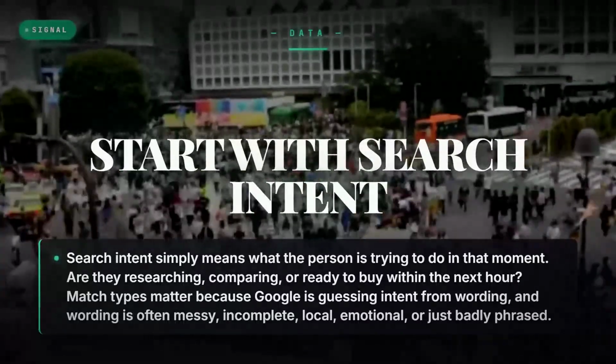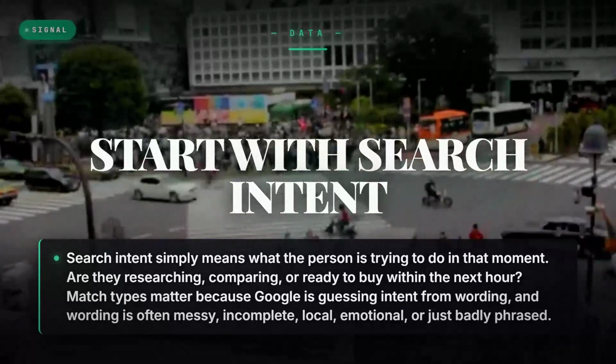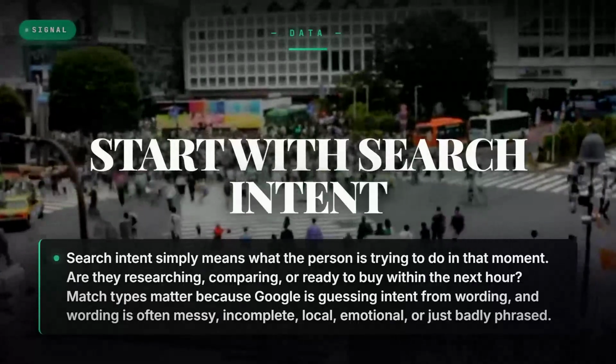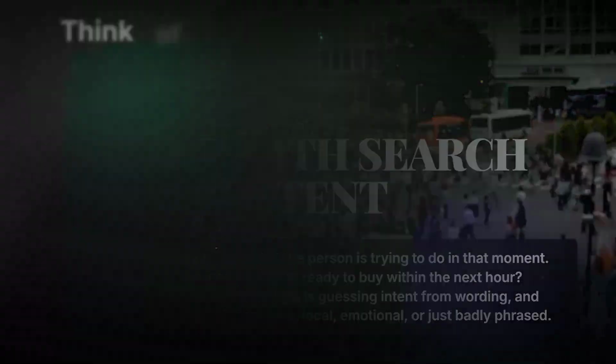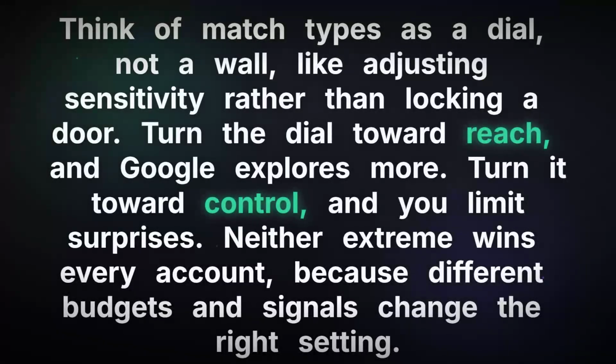Match types matter because Google is guessing intent from wording, and wording is often messy, incomplete, local, emotional, or just badly phrased. Think of match types as a dial, not a wall, like adjusting sensitivity rather than locking a door. Turn the dial toward reach, and Google explores more. Turn it toward control, and you limit surprises. Neither extreme wins every account, because different budgets and signals change the right setting.